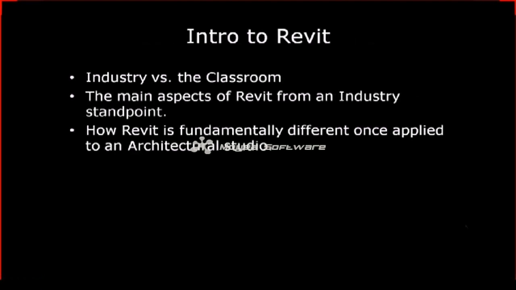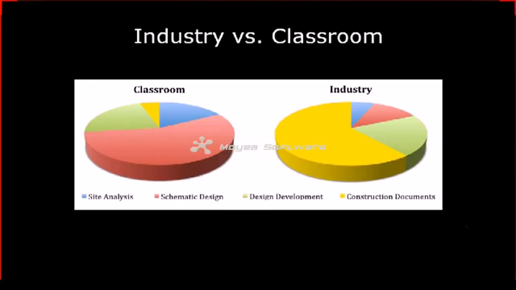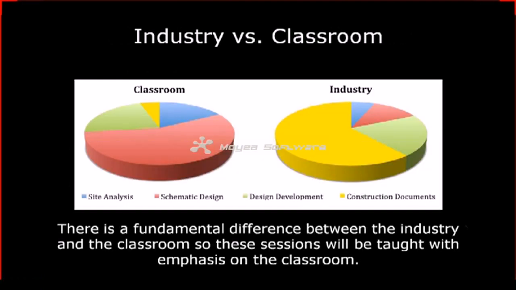Alright, so intro to Revit. We barely hit on this last time, the industry versus the classroom, but we decided to break it into two more sections, which is the main aspects of Revit from an industry standpoint, and then how those same aspects are fundamentally different when you go into a studio setting. So here's the graph we showed last time, which shows you that the biggest difference is that architects stay in schematic design through most of it, but the industry will stay in construction documentation mode for the majority of the project. So when we broke this down, this is how it breaks up.